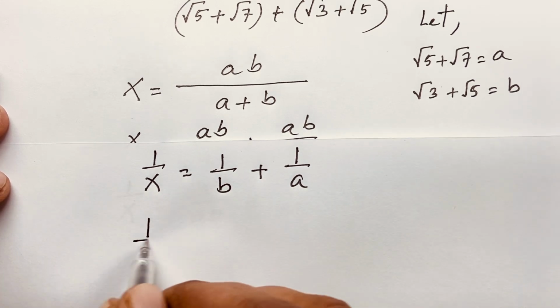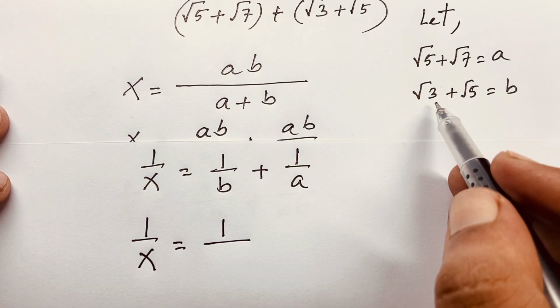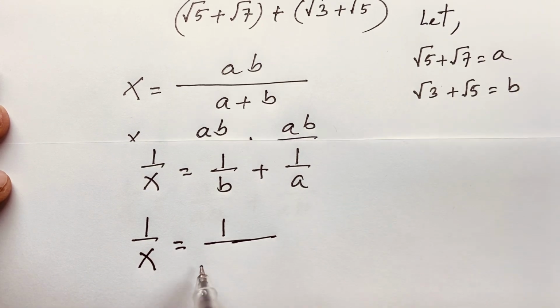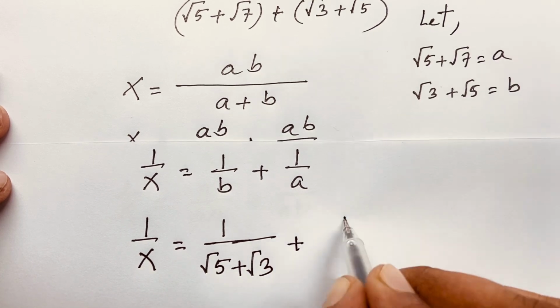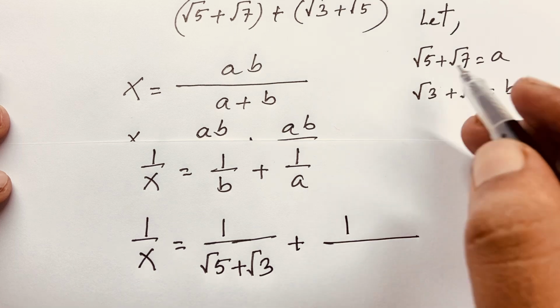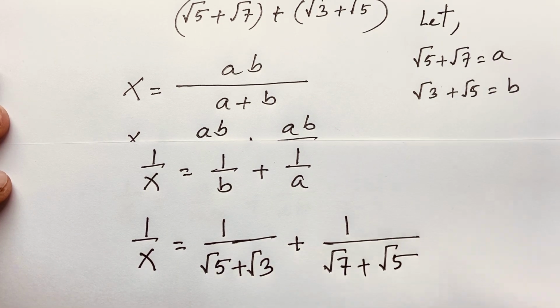Now at this moment you can see 1 over x will be 1 over b, where b is square root 3 plus square root 5, so it will be square root 5 plus square root 3, plus 1 over a, where a is square root 7 plus square root 5, so square root 7 plus square root 5.